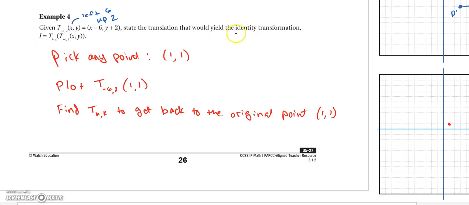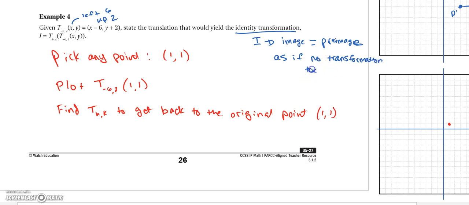So the identity transformation, call it capital I, all this means is the image is equal to the pre-image. We actually shouldn't even say congruent. It's exactly the same. Not only is it congruent, it's in the exact same position. So it's as if no transformation took place.